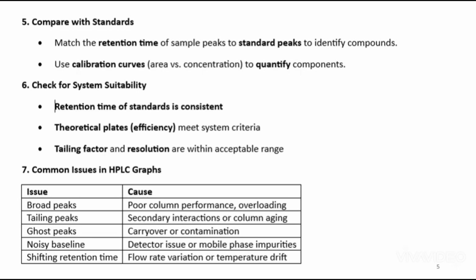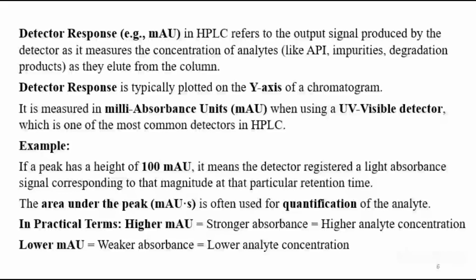Each peak in the chromatogram gives you information about something. We should understand it and we should interpret it. Shifting retention time: if there is a change in the retention time of a compound, it indicates that there is a problem in the flow rate or temperature. So issues are there and causes are there, and based on these issues and causes, we should make the possible remedies to solve those problems.